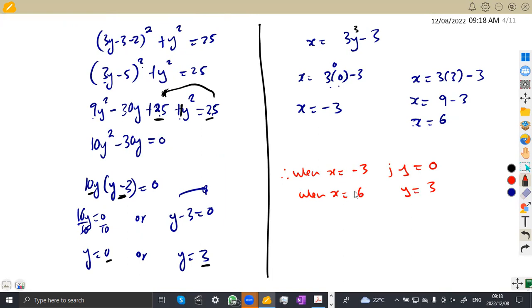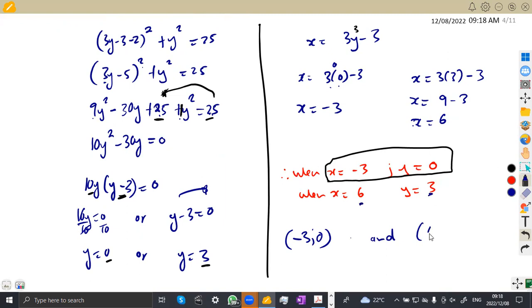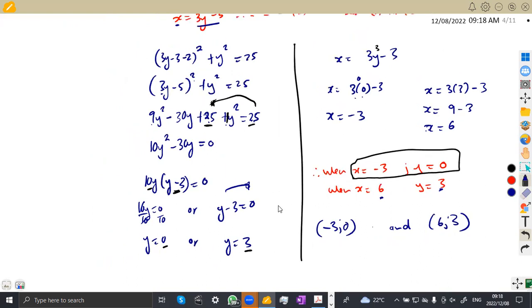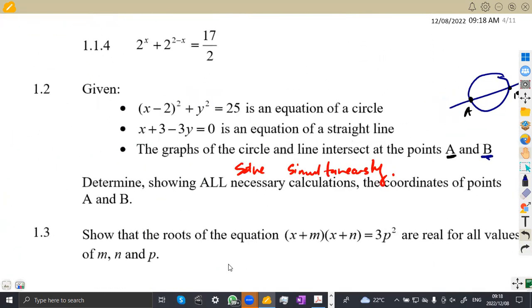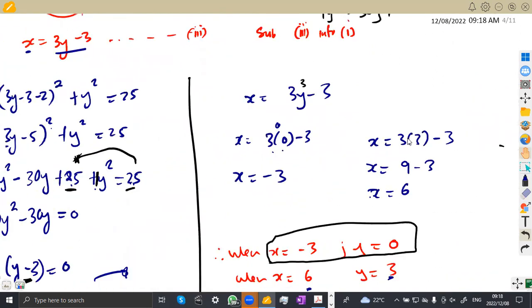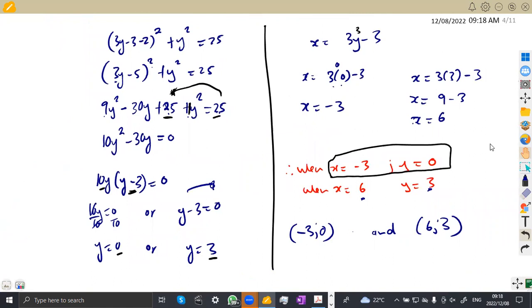So that means this becomes a point: when x is negative 3, y is 0. So it's a point, which is negative 3, 0. And another point when x is 6, y is 3. So these are the two possible points that you can have. Remember, we are calculating the points of intersection. These were the points of intersection of a circle and a straight line, which are A and B. So from these two points, that's where we are going to have our A and our B. You can just name the first point A and the second point B.